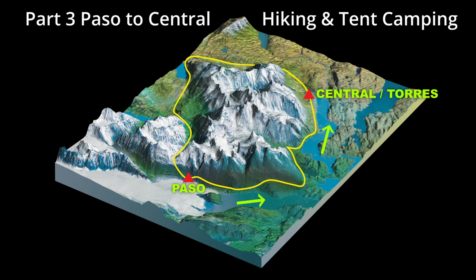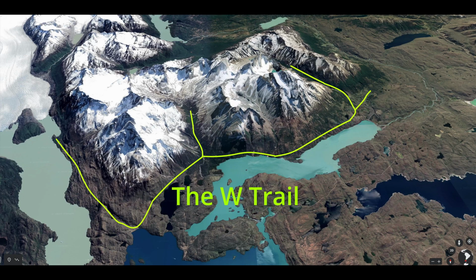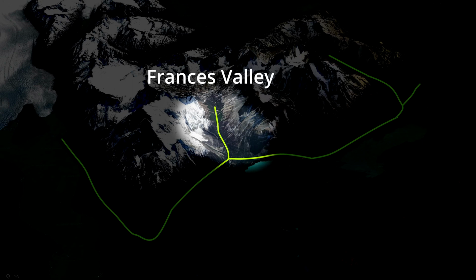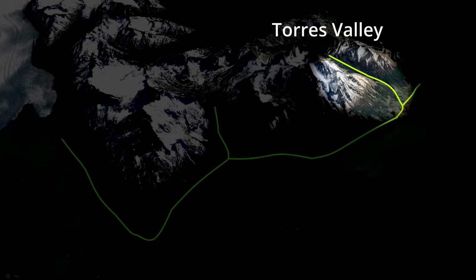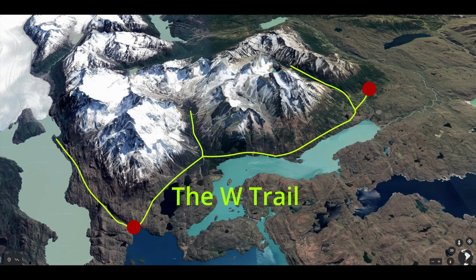This Part 3 covers the O Trail from Paso Campground to the Central Torres Campground. The popular W Trail is part of the O Trail, but also covers the dead-end trails into the Francis Valley and the Torres Valley. The many hikers for the W Trail enter either by bus at the Central Torres or at Paine Grande by boat via Pejo Lake.